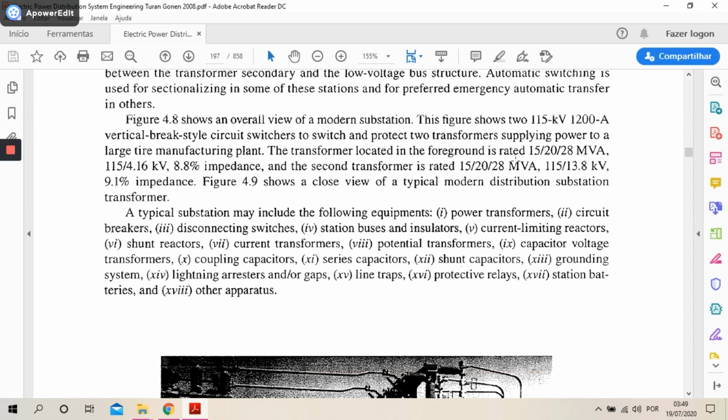This figure shows two 115 kV 1200 amperes vertical brake-style circuit switchers to switch and protect two transformers supplying power to a large tire manufacturing plant. The transformer located in the foreground is rated 15, 20, 28 MVA, 115, 4.16 kV, 8.8% impedance. And the second transformer is rated 15, 20, 28 MVA, 115, 13.8 kV, 9.1% impedance.